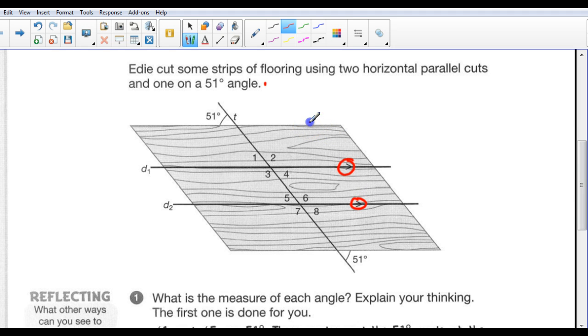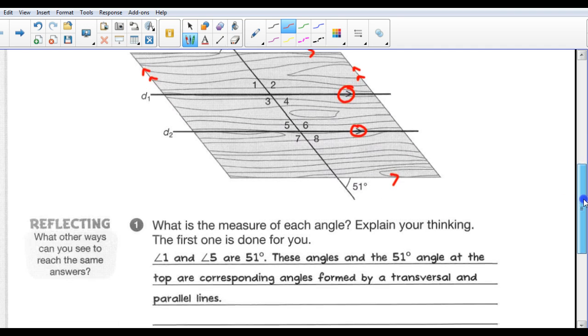We can also say that because the floor is parallel, those two lines are also parallel to these lines here, and we could also say that this outside line here is parallel to this line here. So basically what we have is a parallelogram. Okay, all we're given is this angle here, 51 degrees. But because these are parallel lines cut by a transversal, they follow certain rules. Okay, so what is the measure of each angle?